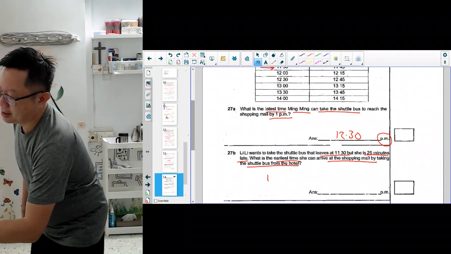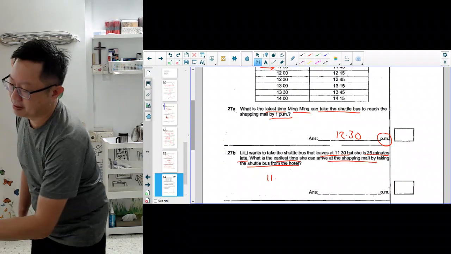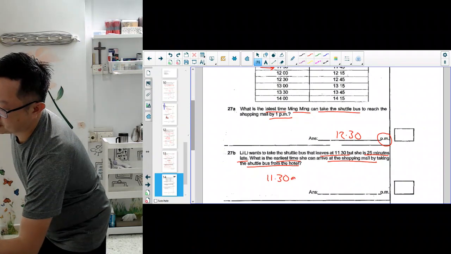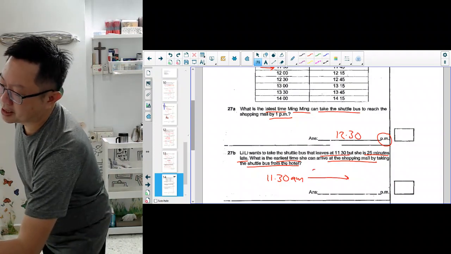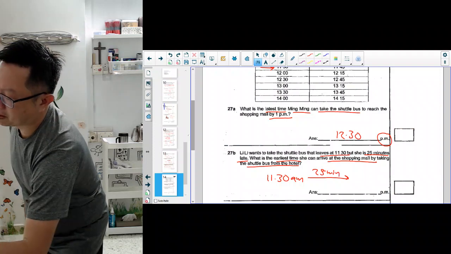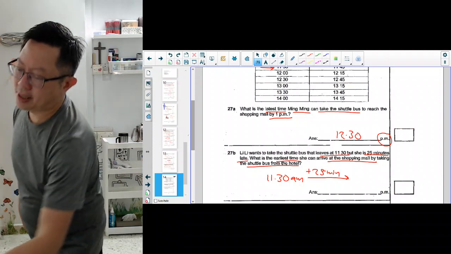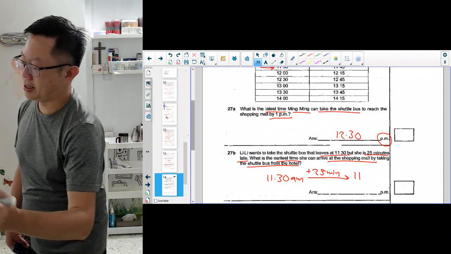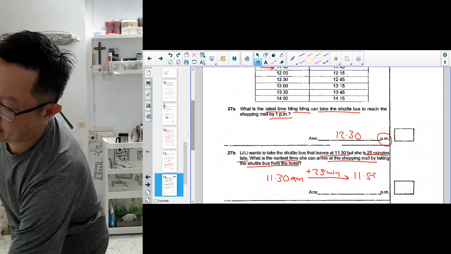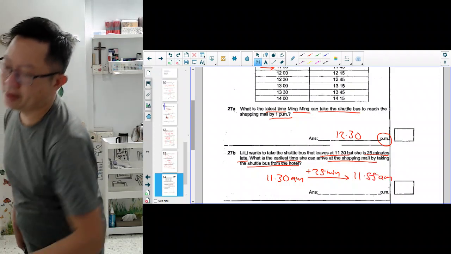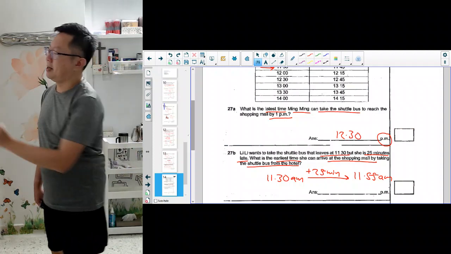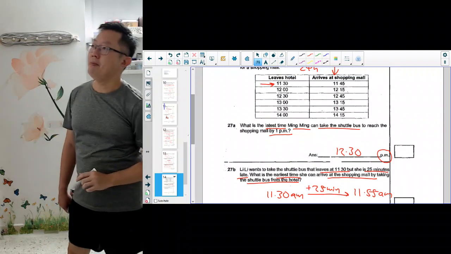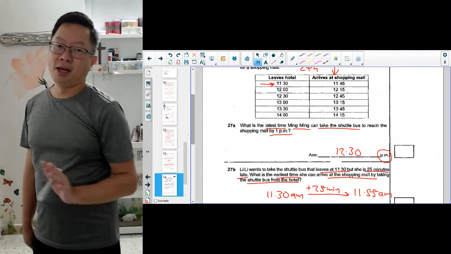Okay, let me just write down. So she wants to take the bus at 11:30, right? And that's in the morning. So the bus will come at 11:30, but she arrived 25 minutes late. Which means that she must have reached the hotel at 11:55 a.m., right? But is there any bus that leaves at 11:55 a.m.? No, there's no bus that leaves at 11:55 a.m.